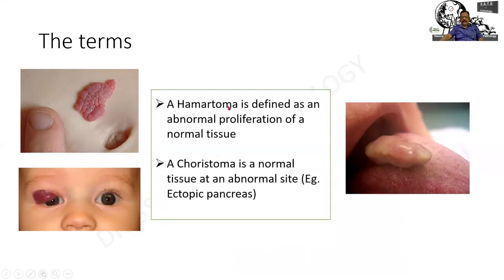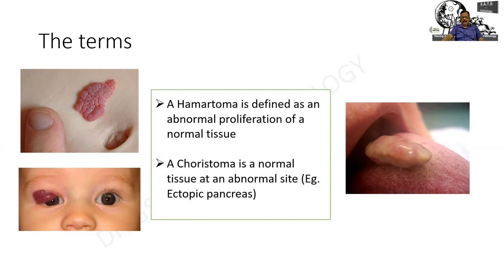The first one is a hamartoma. Hamartoma is defined as an abnormal proliferation of a normal tissue. So the hemangioma is a hamartoma. It is an abnormal proliferation of the vascular channels.